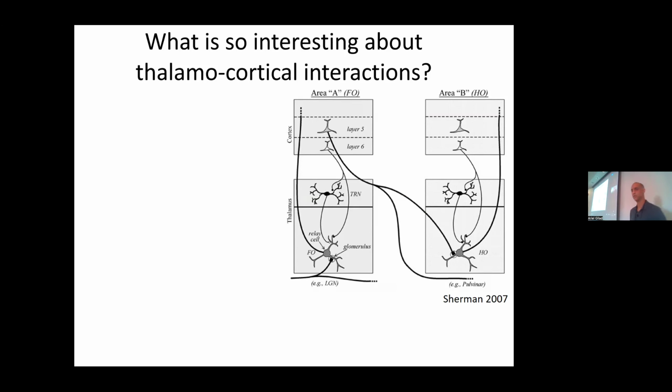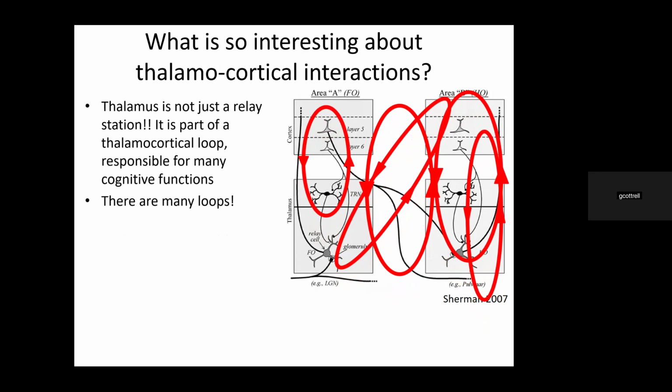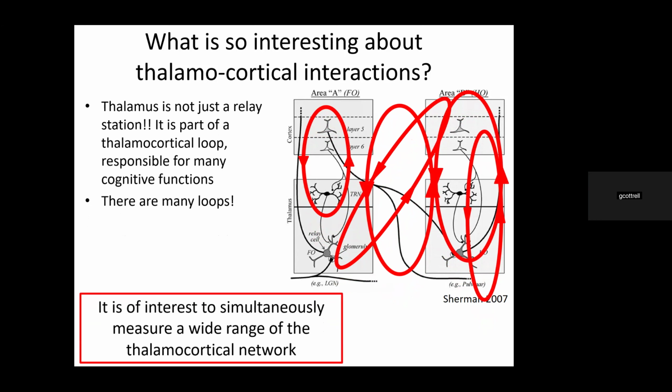So, what's so interesting about the thalamocortical networks? Well, I think we know already that thalamus is not just a relay station. It doesn't just transfer information to cortex. It's a loop, a thalamocortical loop going back and forth from thalamus. And from our standpoint, there are lots of loops within cortex and thalamus. There are lots of areas in thalamus and cortex. And that gives us motivation to look at the thalamocortical network in a wide sense, not just one channel.